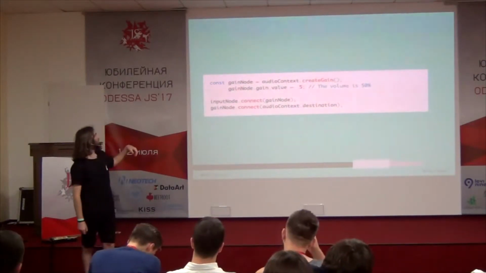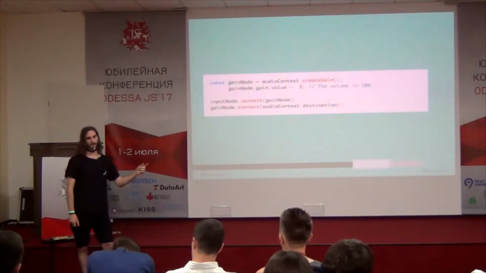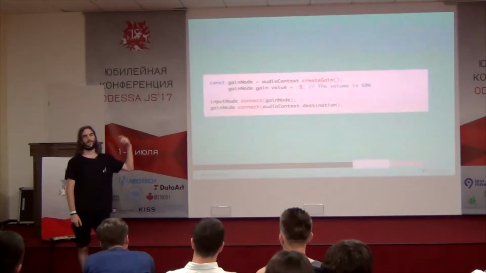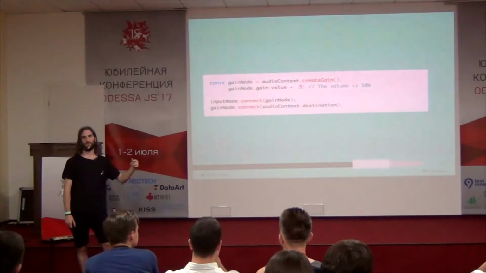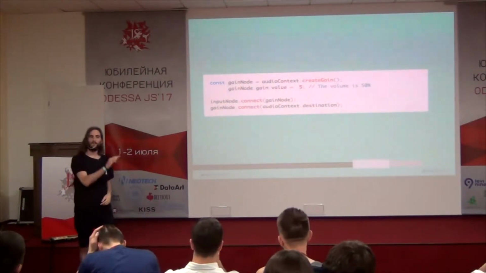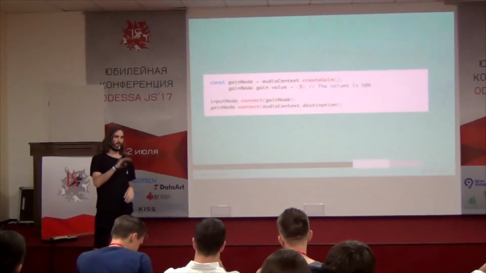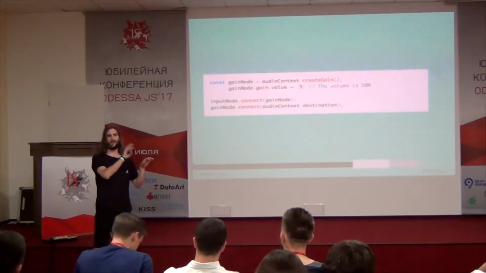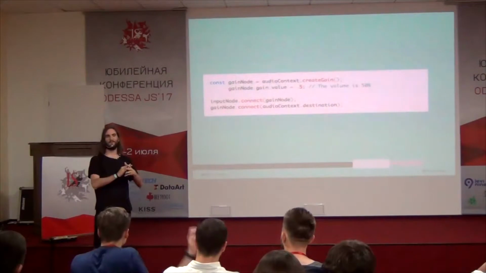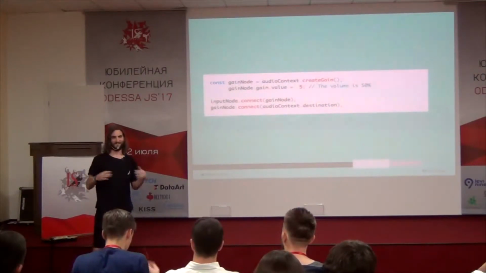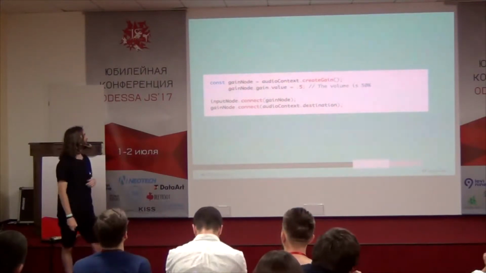You have the input node we created earlier, you connect it to the gain node, and then you connect that one to the destination of your audio context. And basically you just make a chain of nodes, like input, volume, outputs. And this is how the Web Audio API works. You just create audio nodes and put them together, and in the end you'll get some surprising results.